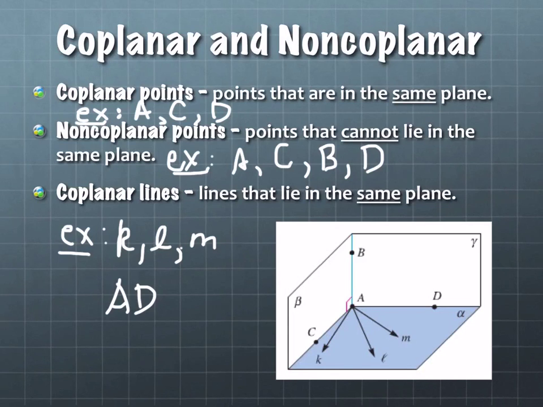And if we're writing a line, we have to put the line symbol on top, okay? So any line that lies in this blue plane at the bottom would be coplanar. And AD would lie in it, and so would AC. And you'll notice, again, just by the nature of how we draw, we can't really draw the plane so that it shows that it's going in all the directions.